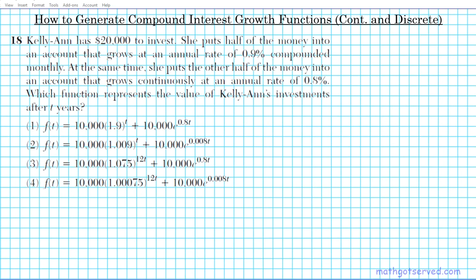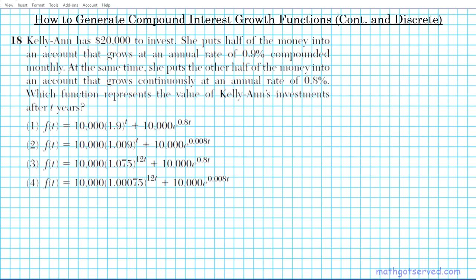Okay? Question 18 reads, Kelly Ann has $20,000 to invest. She puts half of the money into an account that grows at an annual rate of 0.9% compounded monthly. At the same time, she puts the other half of the money into an account that grows continuously at an annual rate of 0.8%. Question: which function represents the value of Kelly Ann's investment after t years? And we have four options here.